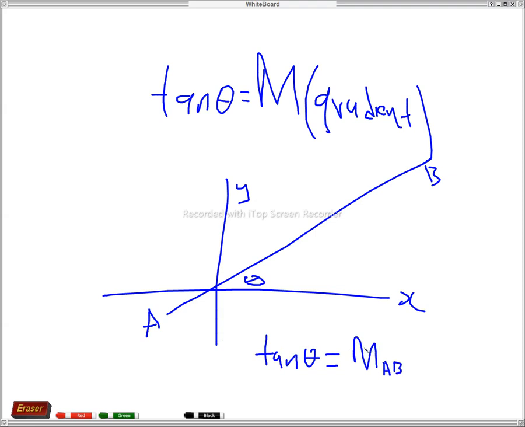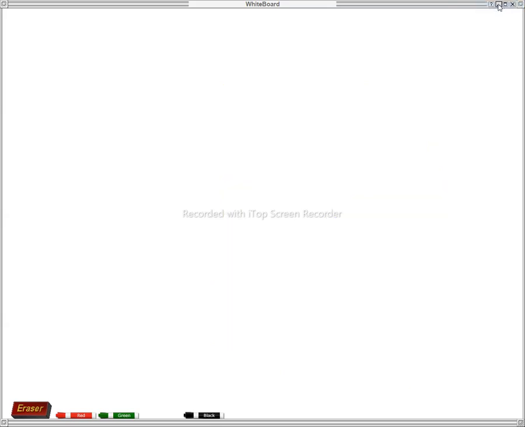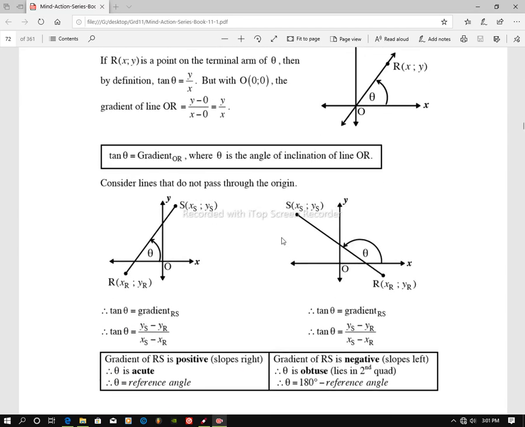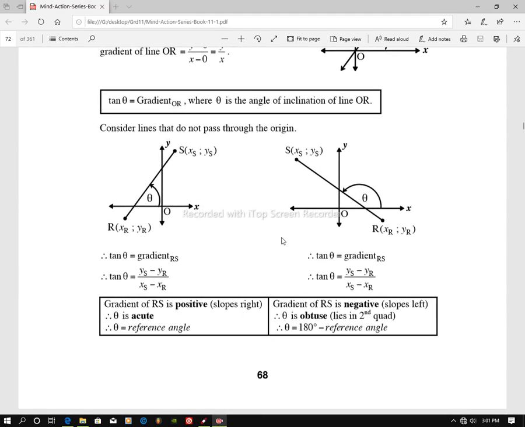So you'll find that maybe the examiner says calculate the gradient of line AB, and then after that says, what is the angle of inclination, or determine the angle of inclination of the line AB, you understand? Therefore, it's easy, analytical geometry is easy, guys. It's not difficult. Those are the basics that you must know, so you can also go through this and understand by your own what's going on.